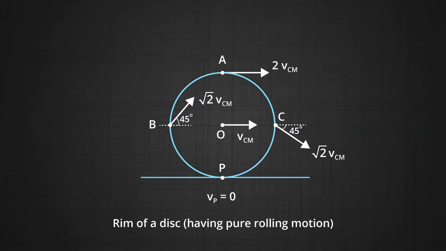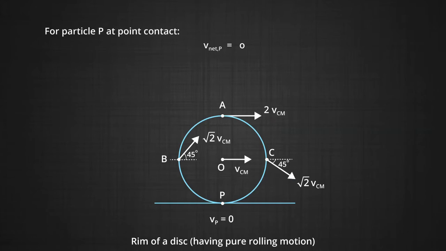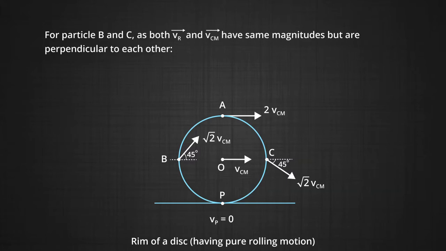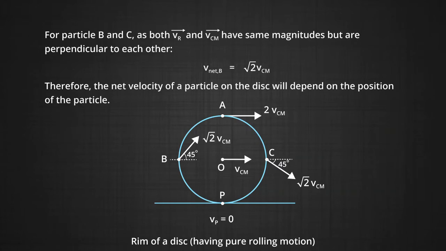Let's say we start with the particle at point P, which is at the point of contact. We know that the net velocity of the particle at point P is zero. For particle A, which is the topmost point, the velocities Vr and Vcm have the same magnitudes and direction. That means V net for point A will be twice Vcm. For particles B and C, both Vr and Vcm have the same magnitudes, but they are perpendicular to each other, hence the net velocity for points B and C will be root 2 times the velocity of the center of mass. Therefore, the net velocity of a particle on the disk will depend upon the position of the particle, and we can do a small activity to observe this.